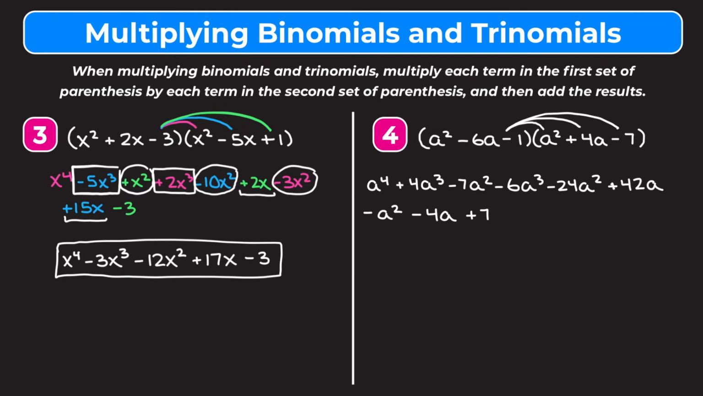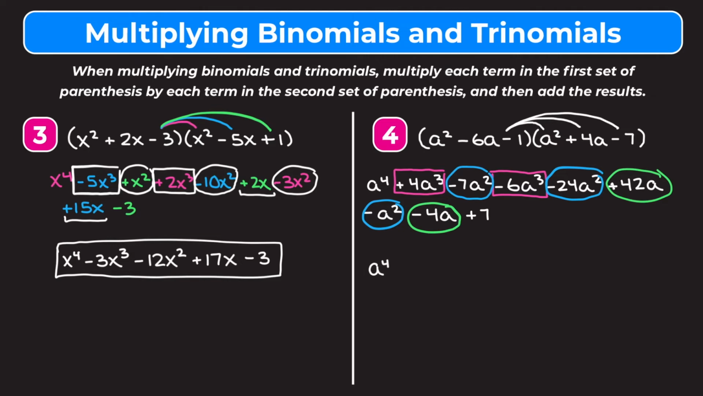And now we need to combine like terms. So we have a plus 4a cubed, that will go with a negative 6a cubed. We've got a negative 7a squared, a negative 24a squared, and a negative a squared. And then we have a plus 42a and a minus 4a. So our a to the fourth stays as it is. If we combine the a cubes in the pink boxes, plus 4a cubed minus 6a cubed is minus 2a cubed.